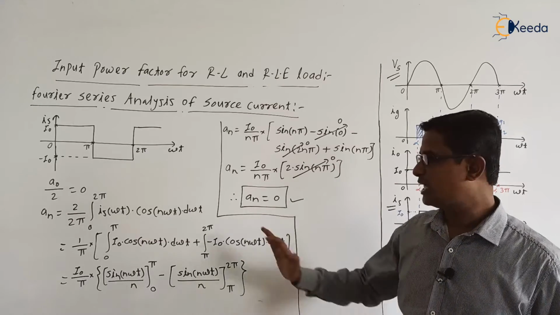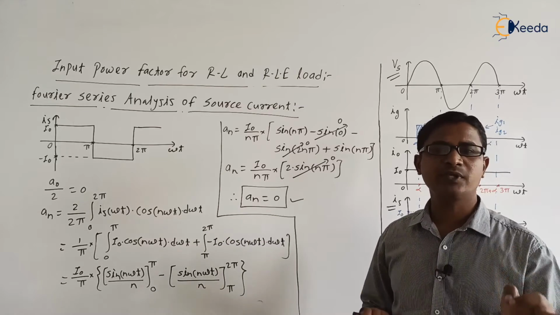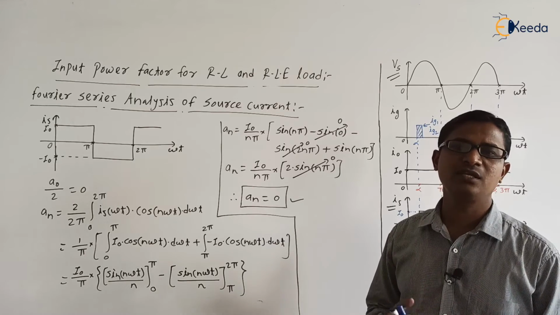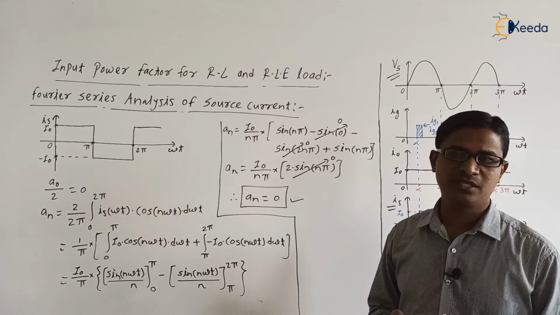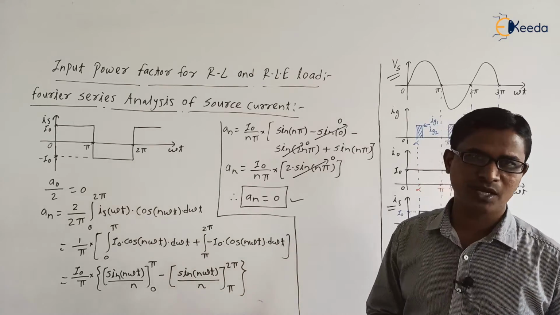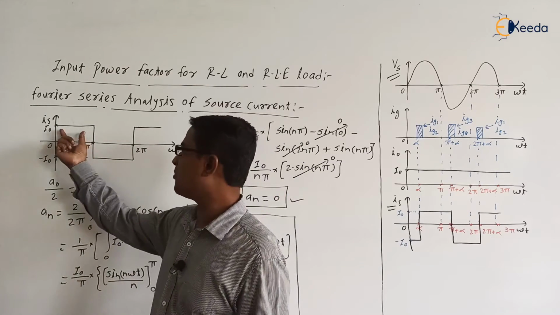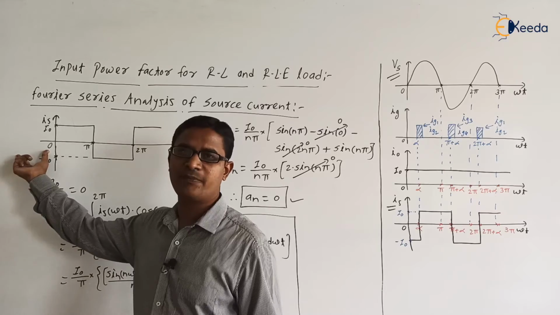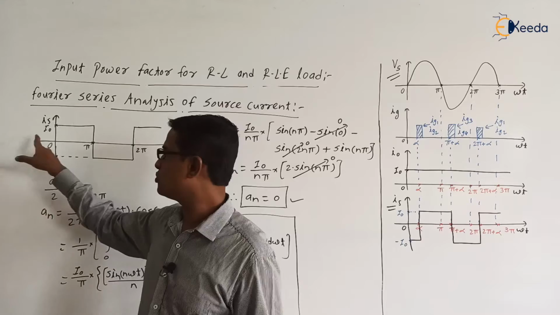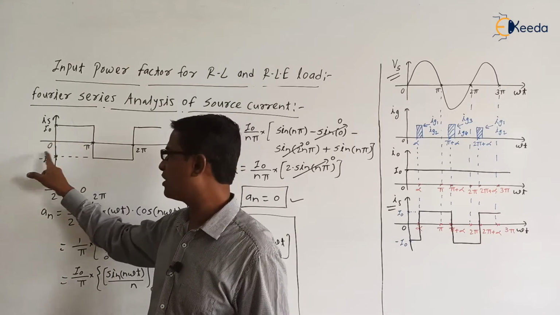Okay, next, if you check the Fourier series analysis, we have one conclusion: if the signal is an odd signal, then the value of an is always equal to 0, right? So please check whether this is an odd or even signal. If this is positive, here we will have the negative pulse. So for positive values of angle or time we have positive values, and for negative we have negative.